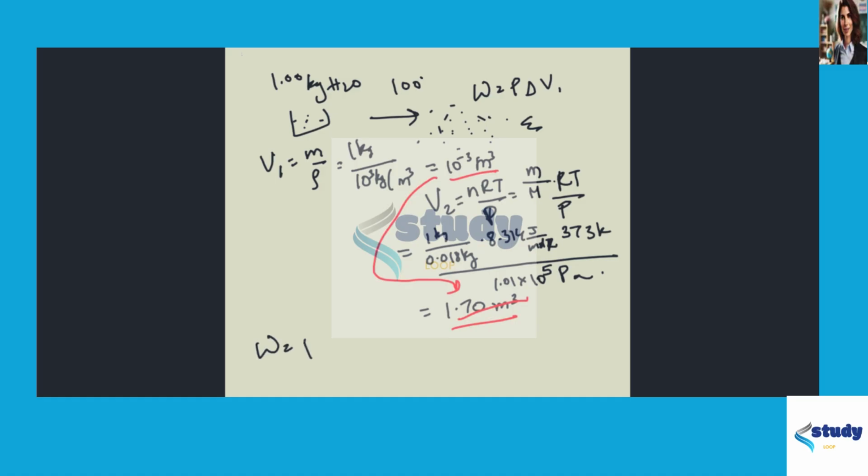So work is P delta V. This is part A, by the way. So that's pressure, which is 1 atmosphere, which is 1.01 into 10 power 5 pascals, times the change in volume, which is 1.70 meter cubed. This turns out to be 1.72 into 10 power 5 joules. This is the amount of work done by the gas.